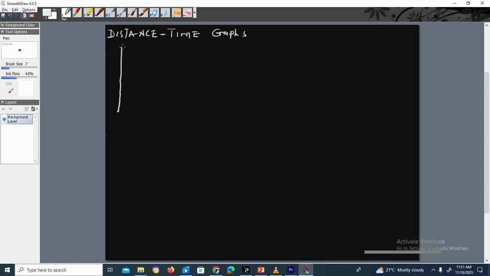So, a graph of distance against time. This is distance. If it's a straight line graph, then the slope of this graph represents speed.